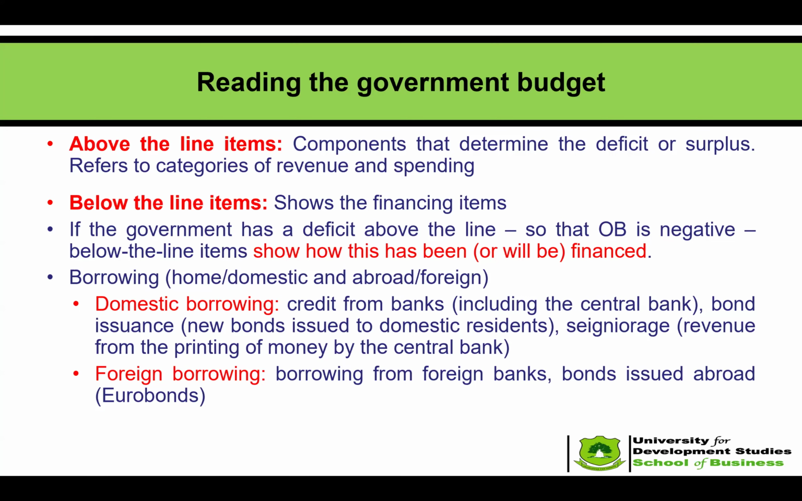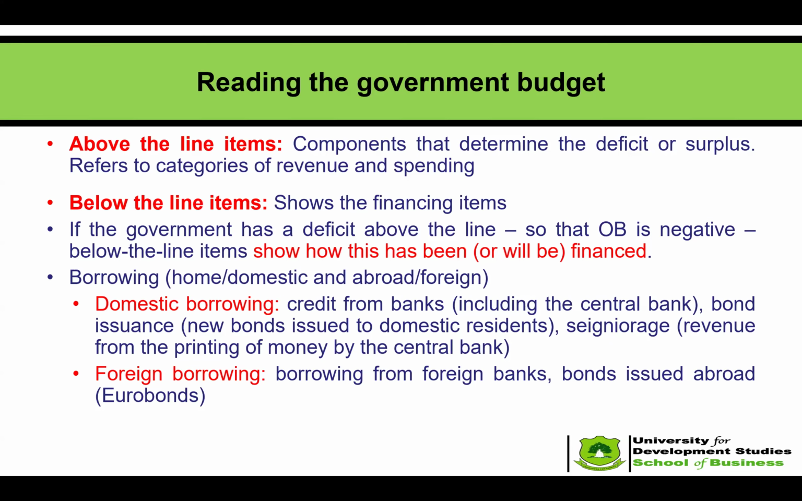So the above the line items are the revenue items and then the expenditure items. Now, if expenditure is more than revenue, it means what? It means government is embarking on fiscal deficit. And by embarking on fiscal deficit, it means that revenue is less than the what? Expenditure. So you have to know how you are going to finance the negative balance. And the below the line items will now tell you how the government is going to finance the negative balance.